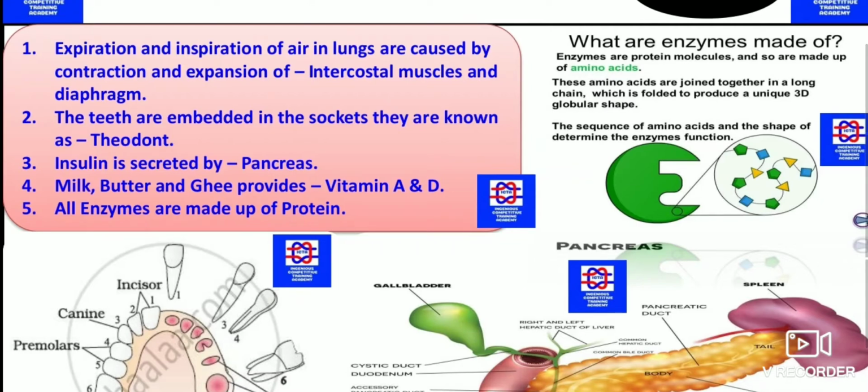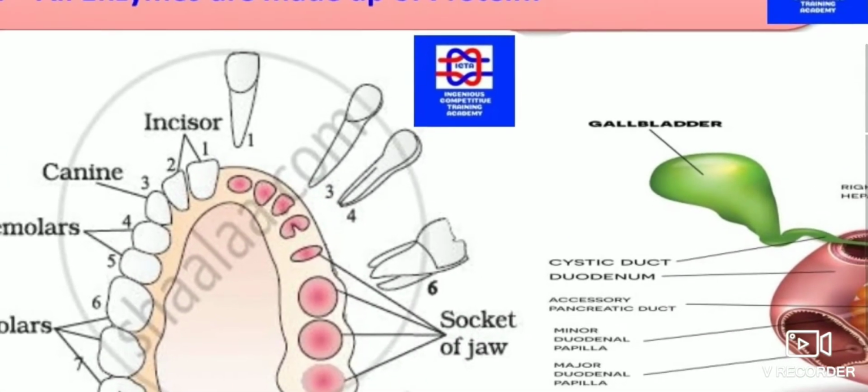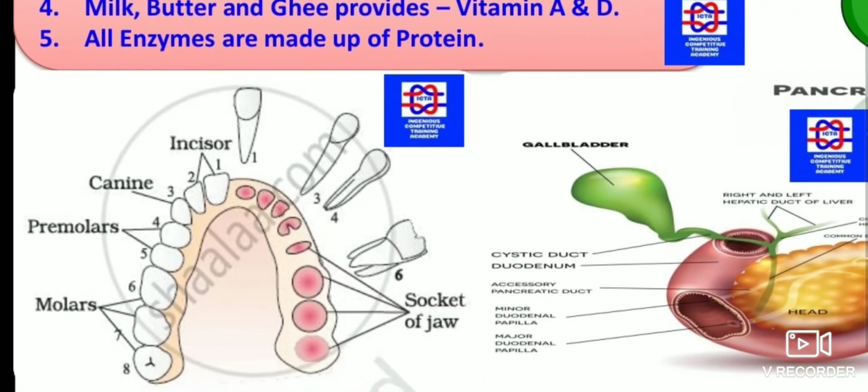The teeth embedded in sockets are known as thecodont. As you can see, the red colored parts are the sockets of the jaw, as well as the sockets of the incisors, canines, premolars and molars.